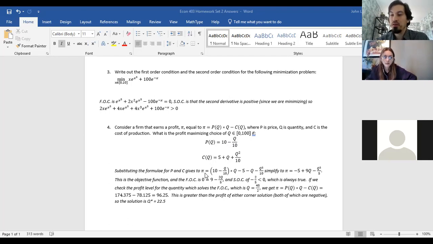I guess my point is treating this as just a function. Pi is a function of Q. Use the first order conditions, and then verify the second order conditions, and then arrive at the answer. That's sort of the way I'm teaching you how to do it in this class.